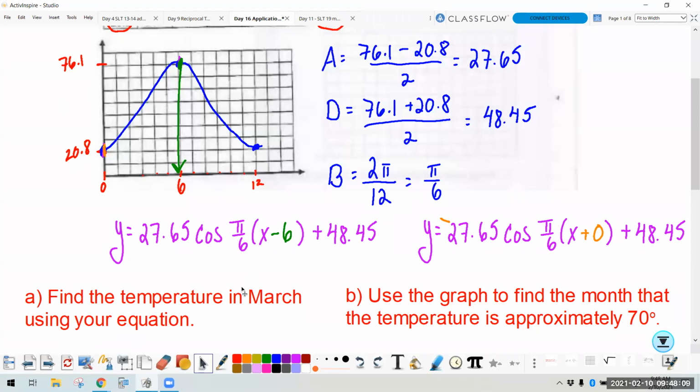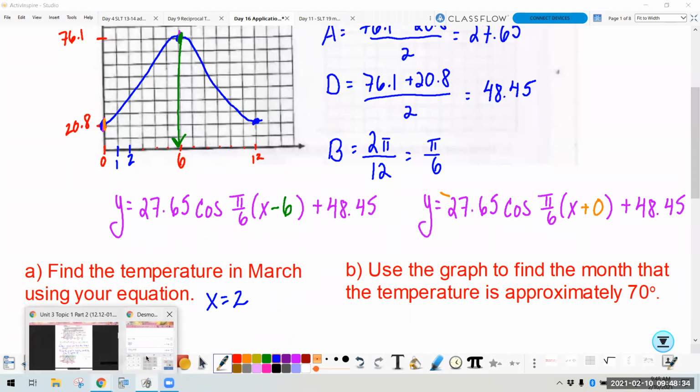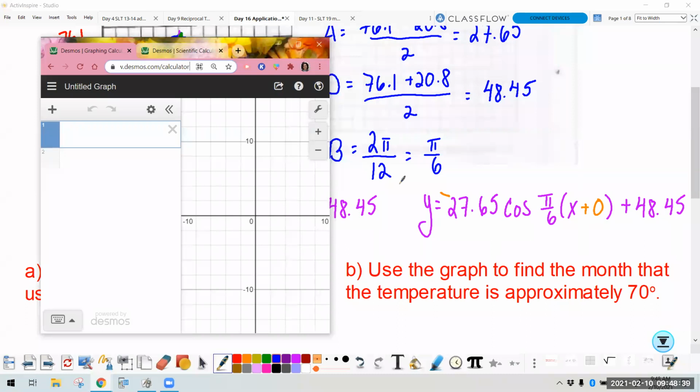So now we're going to add part A and B to your paper. Find the temperature in March using your equation. So specifically using our equation, not the table of values. March, remember, was the month 2, because 0 was January, February, March. March is month 2. So you can pick either one, and I'm going to pull back up my calculator, and I'm going to actually use the graphing calculator, so that way I can do part B at the same time without having to switch. So pick your favorite function.